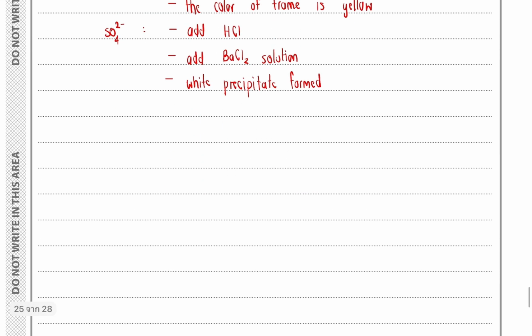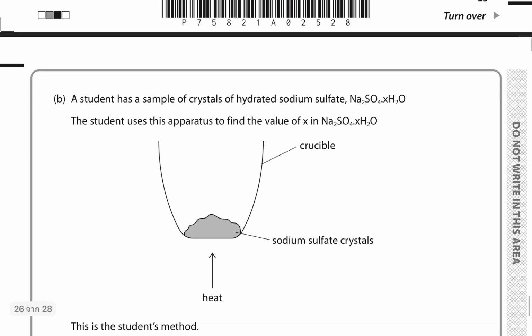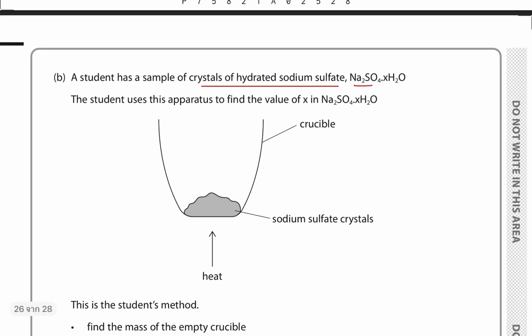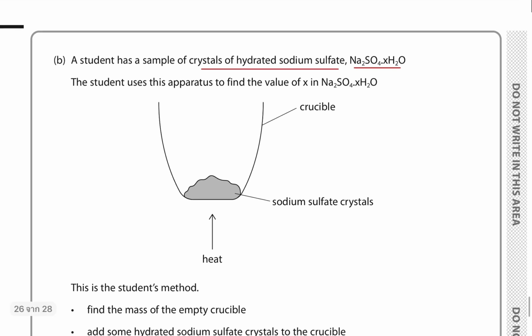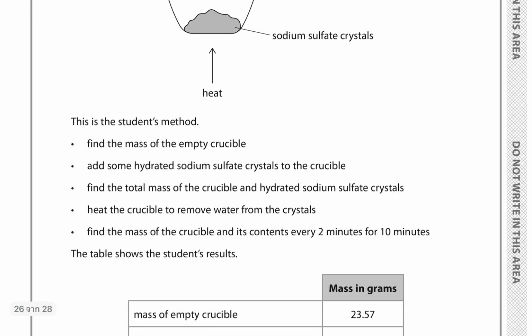Okay, then question B. A student has a sample of crystals of hydrated sodium sulfate. The student uses this apparatus to find the value of X in sodium sulfate with X water. So this is the student's method.